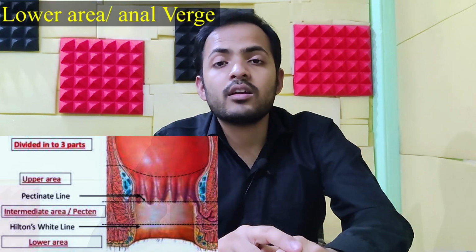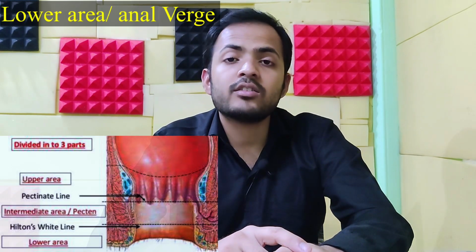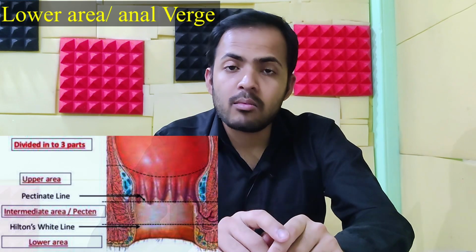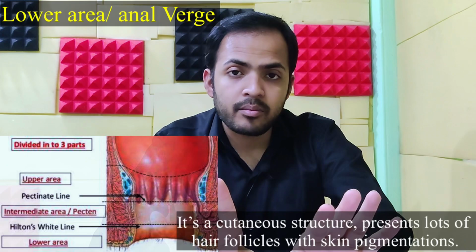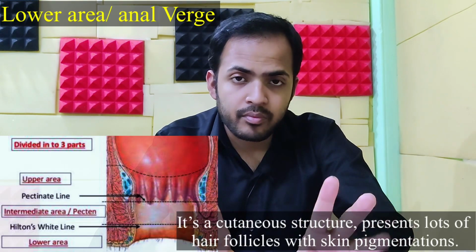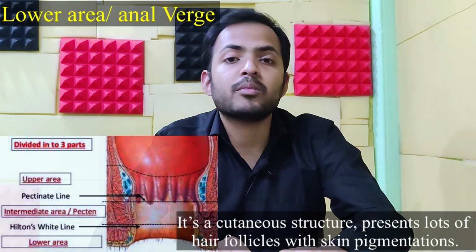And next you're going to find the lower area. It is also known as the anal verge. It is almost 8 millimeter in length, present below Hilton's line, made completely by skin. It's a cutaneous structure. So obviously you're going to find lots of hair follicles and lots of skin pigmentation.